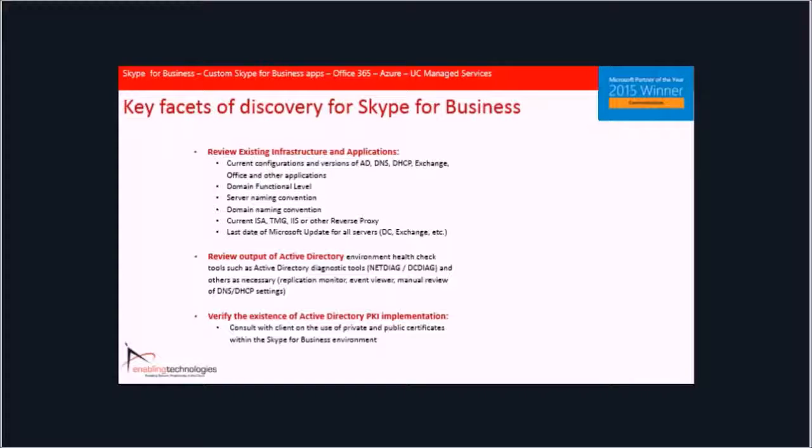That's how your mobile users will authenticate to take advantage of Skype for Business. Understand what you have in place. You may have something that's perfectly appropriate, or you may need to put something new in place.